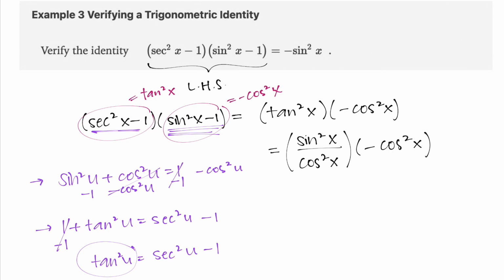And the cosine squared x's cancel each other out. This leaves behind only this negative, which multiplies with the sine squared x, giving you negative sine squared x. And that's exactly what we had in the original problem. We were now able to take the left-hand side of our equation and turn it into the right-hand side, because this is exactly what we got as our final version of the equation.